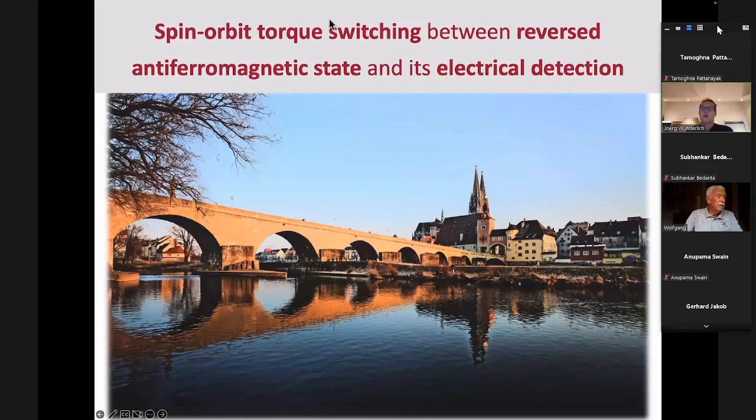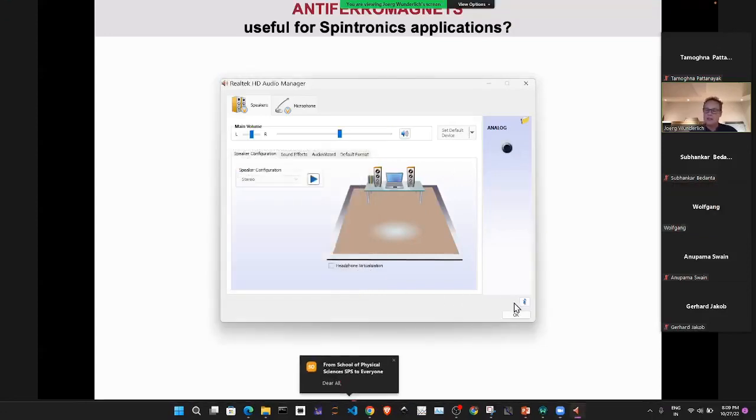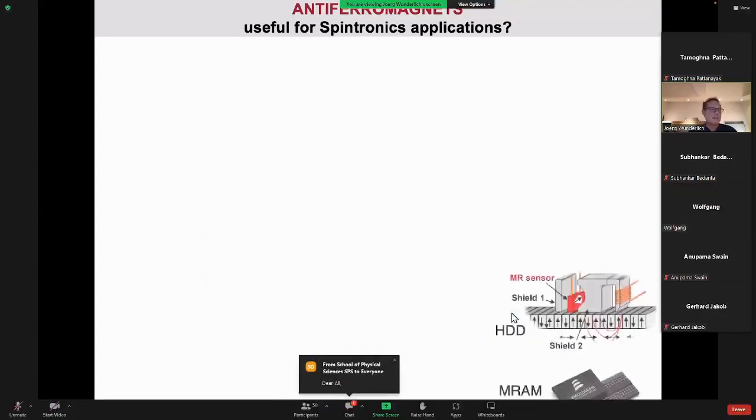Well, but I don't want to talk about Regensburg. I want to talk about antiferromagnets. And the question I actually ask you: do you believe this could be indeed something useful for spintronics applications, for example for hard disk drives? Like the ferromagnetic systems, they're obviously useful for mass data storage, hard disk drives or magnetic random access memory, right? And this question I try to answer today.